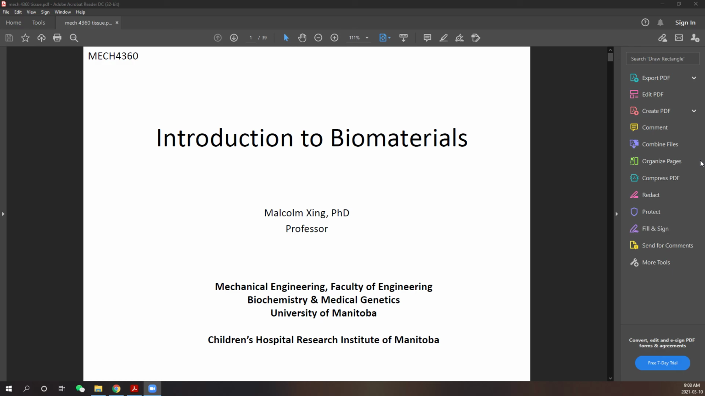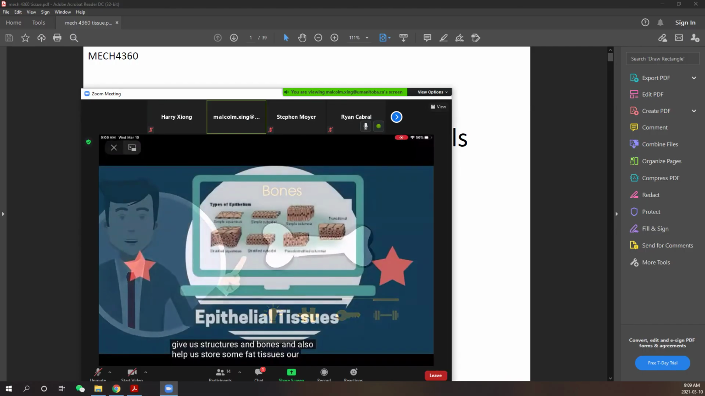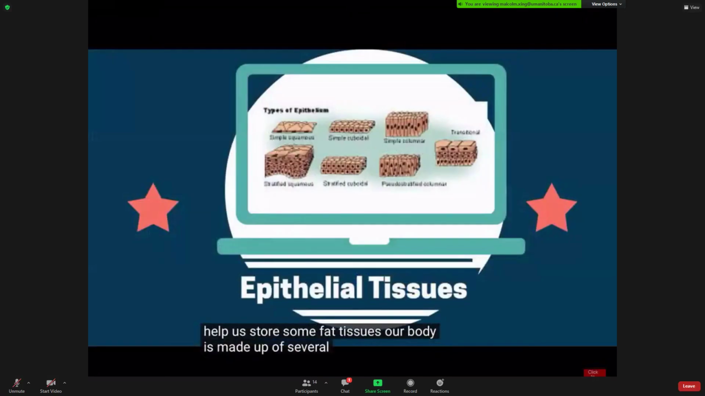So as you can tell, connective tissues are important. They help attach bone to bone, muscle to bone, move materials around in the form of blood, give us structure in bones, and also help us store some fat tissues.